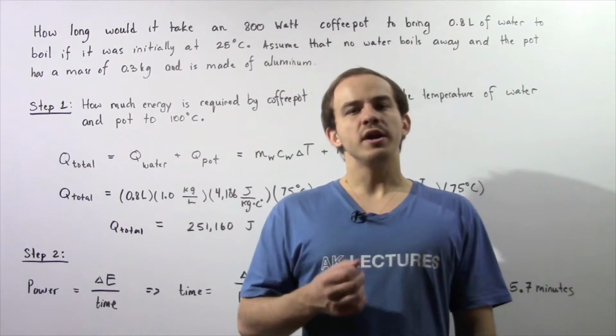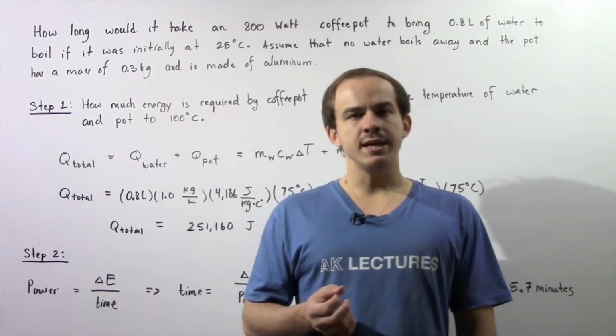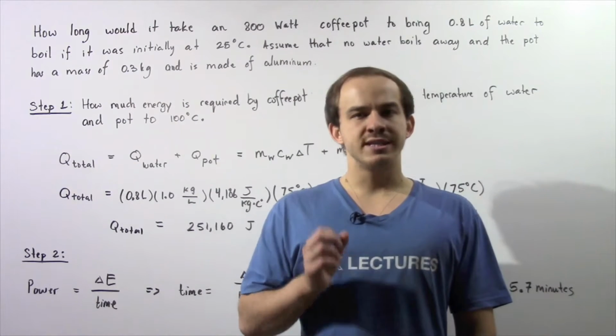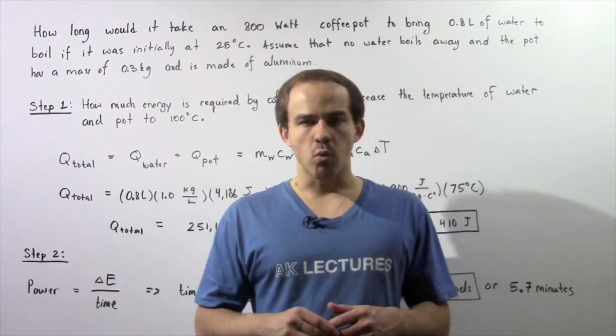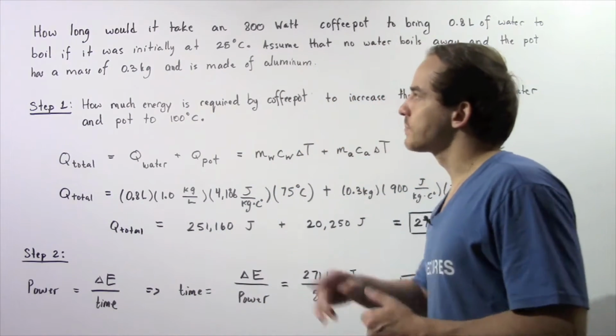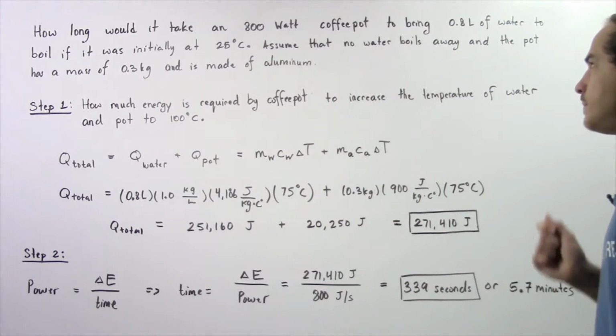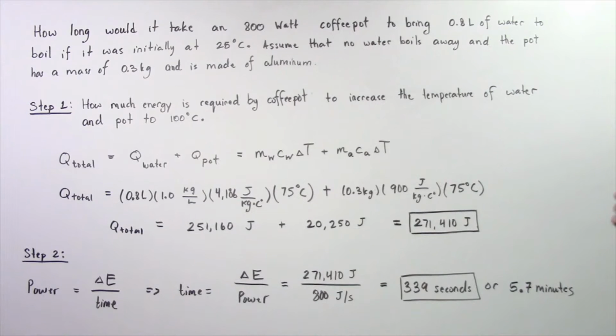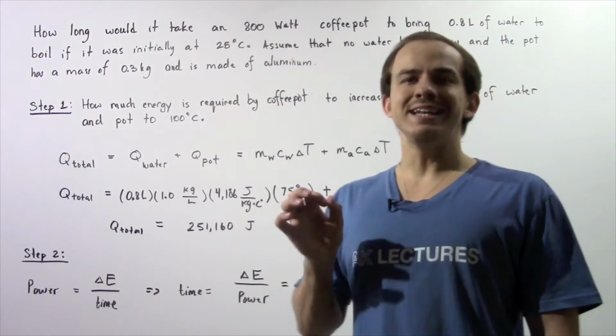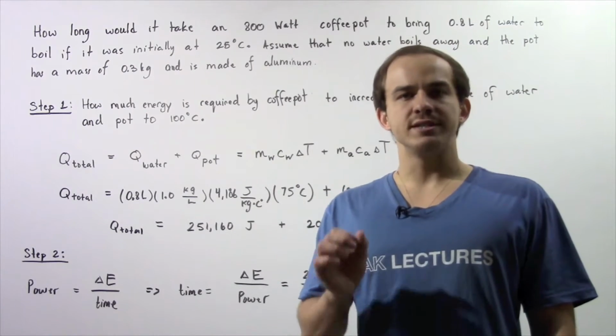In this example, we're going to use the specific heat to determine how long it takes to boil a pot of water. So let's begin. How long would it take an 800-watt coffee pot to bring 0.8 liters of water to boil if it was initially at 25 degrees Celsius?